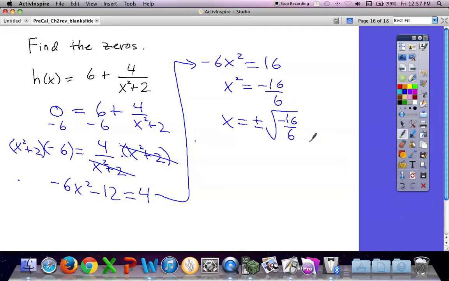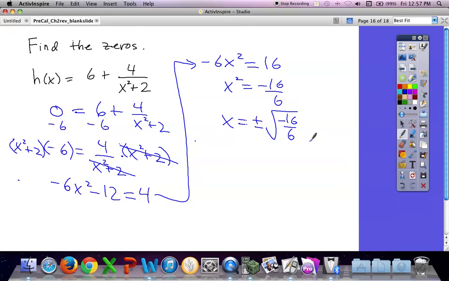What does that tell you about the zeros? There are none, right? It would be an imaginary number. We're looking for zeros, meaning places where it crosses the x-axis on the graph. They've got to be real numbers. These are not going to be real numbers. No, at this point you don't, because you can see it's the square root of a negative number, so you should just stop at that point.